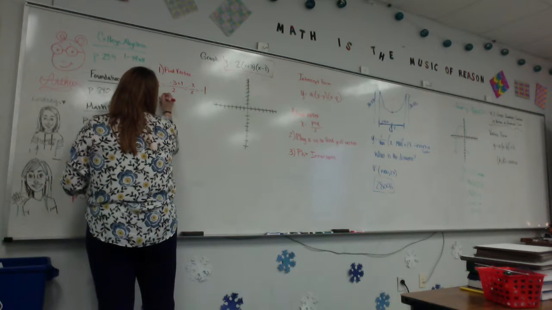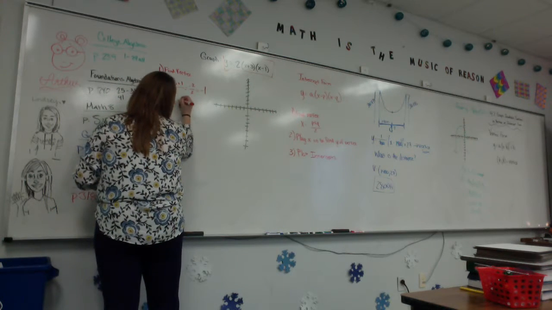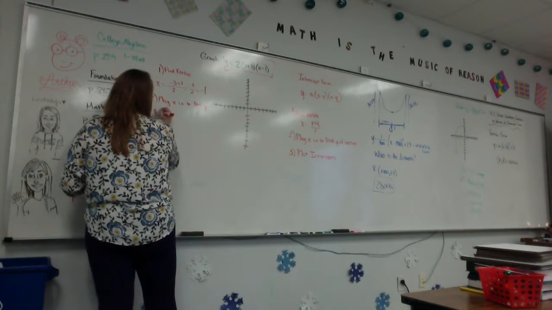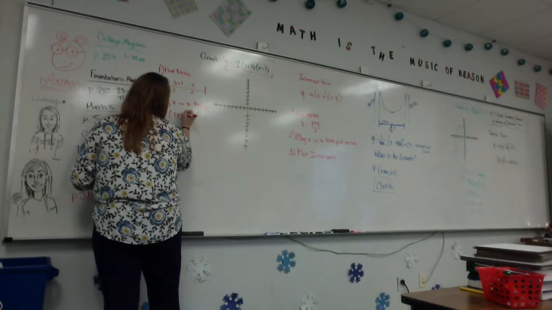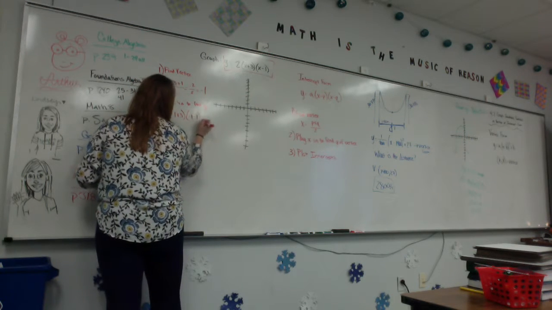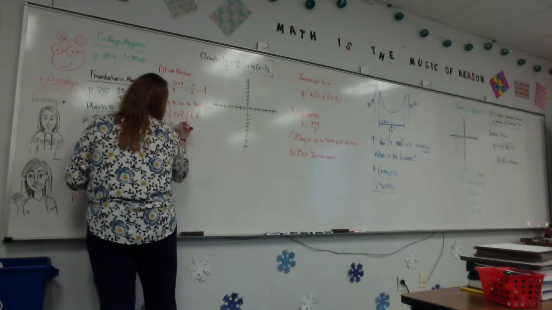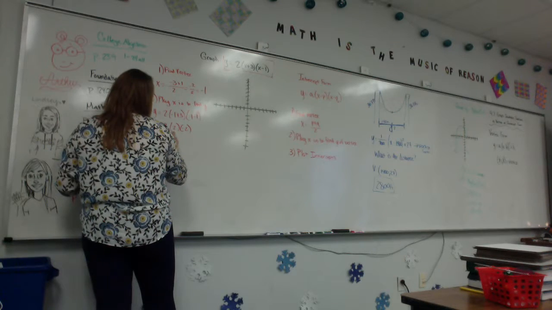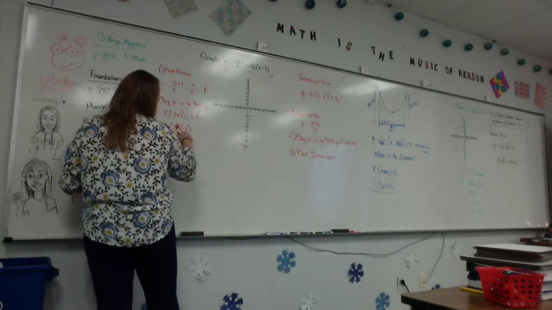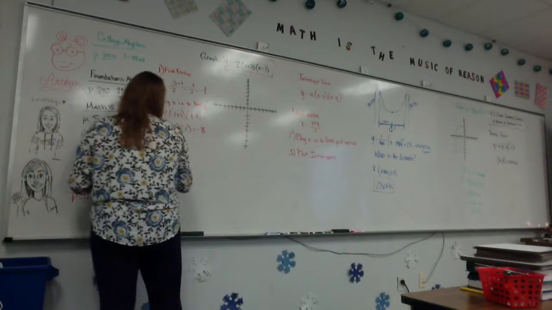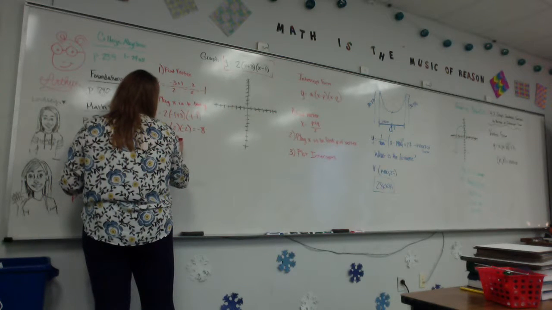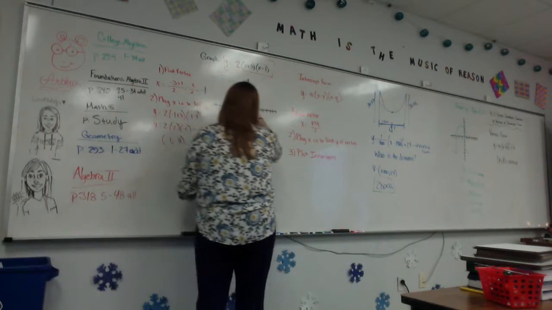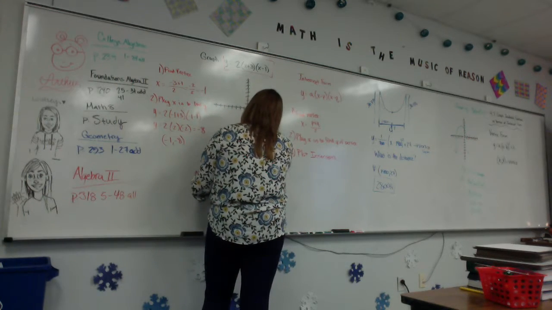Now, I'm going to plug x in to find y. Okay? So I'm going to say y equals 2 times (-1 + 3) times (-1 - 1). Y equals 2 times 2 times -2, right? 2 times 2 is 4. 4 times -2 is -8, so my vertex is -1, -8. Okay?